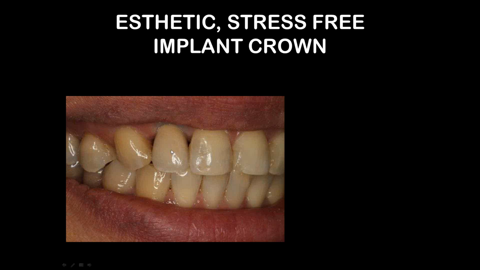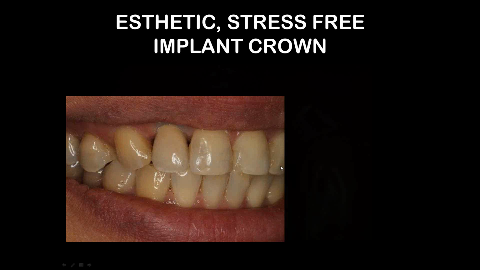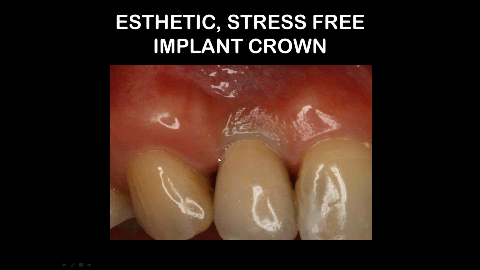But you can see the color has blended in very nicely with the adjacent teeth, and here we'll take a close-up to show you the gingival relationship and to show the soft tissue and hard tissue relationships of this particular implant. Bone crown, no cement, no stress, easy to do implant.